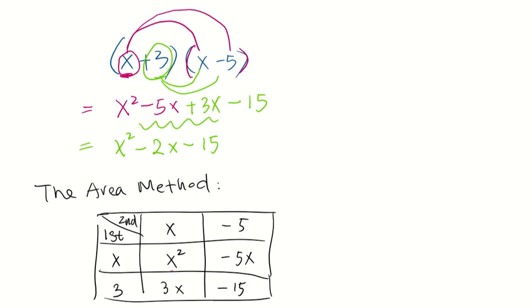So now you have the 4 terms. Over here, you have to combine them all together. So you have to combine the like terms, negative 5x and 3x. Right, the others remain the same. x squared minus 2x minus 15, the same answer.